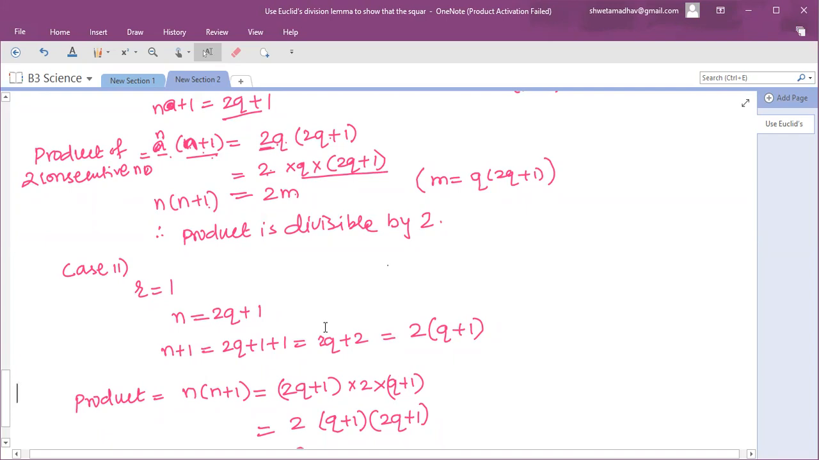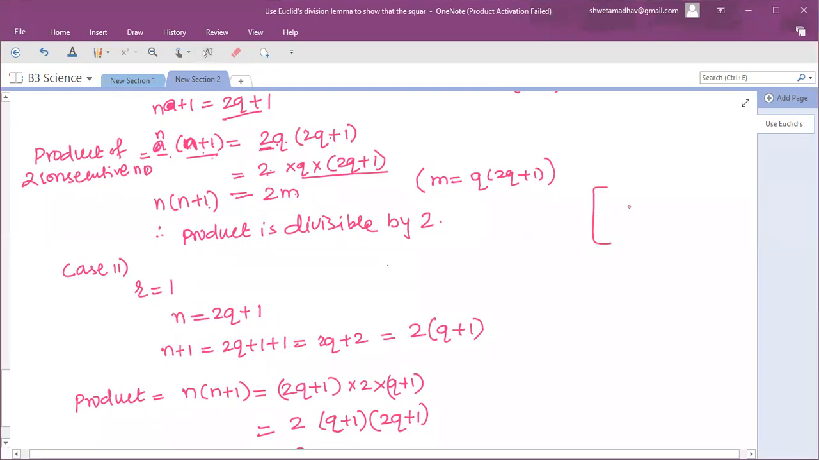Yes, ma'am. So when you write the product of these two, we have to show that the product is a multiple of 2. So n into n plus 1 is 2q plus 1 into 2q plus 2. From 2q plus 2, can we take 2 common? Yes, ma'am. So after taking 2 common, 2 into q plus 1 is left. So this is a into b into c. For example, suppose any number has a factors.